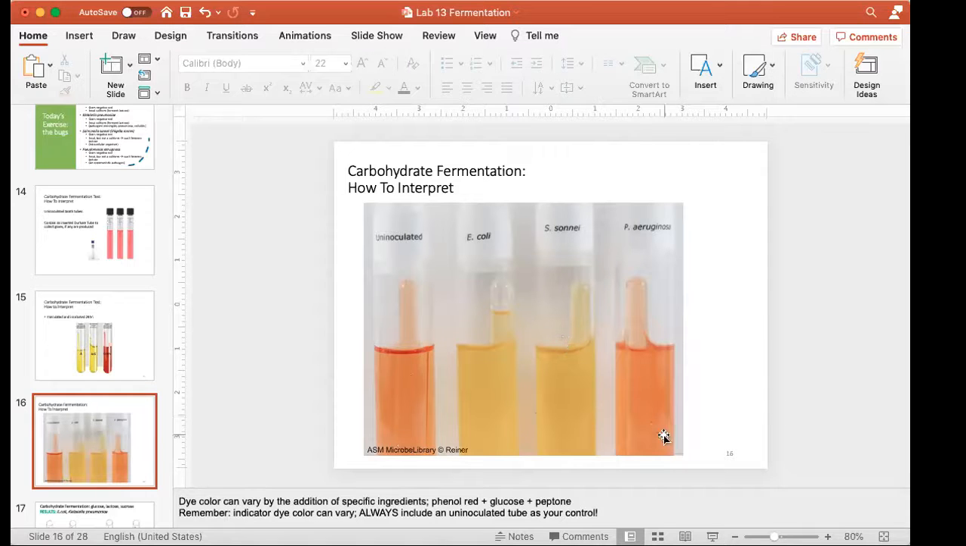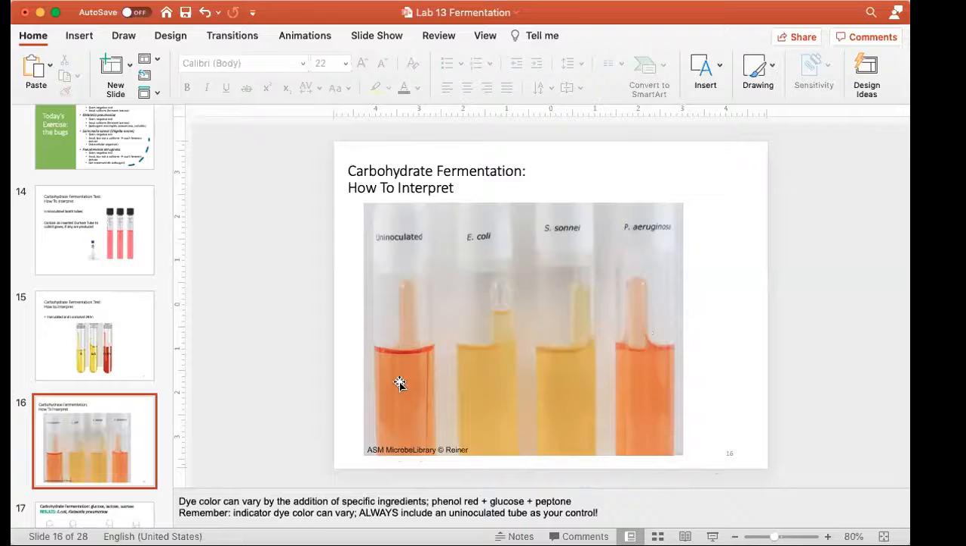These 3 tubes were inoculated, this one with E. coli, this one with Shigella, this one with Pseudomonas. And as you can see, 24 hours later, the Pseudomonas tube is the same color as the uninoculated medium, the control medium. So that tells us that this is a negative result.